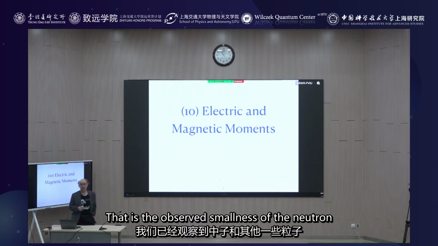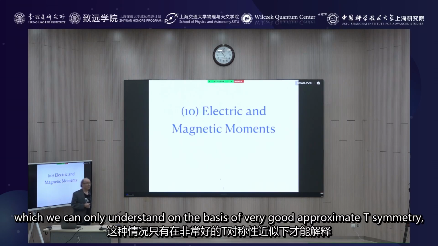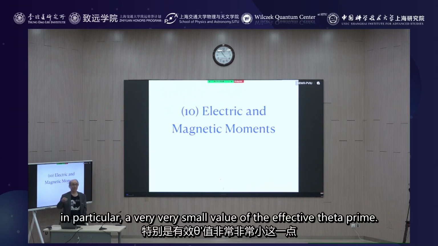That is the observed smallness of the neutron and some other electric dipole moments, which we can only understand on the basis of very good approximate T symmetry and in particular a very, very small value of the effective theta parameter.